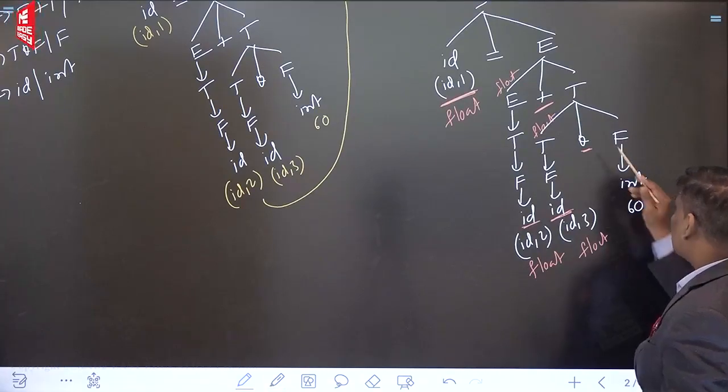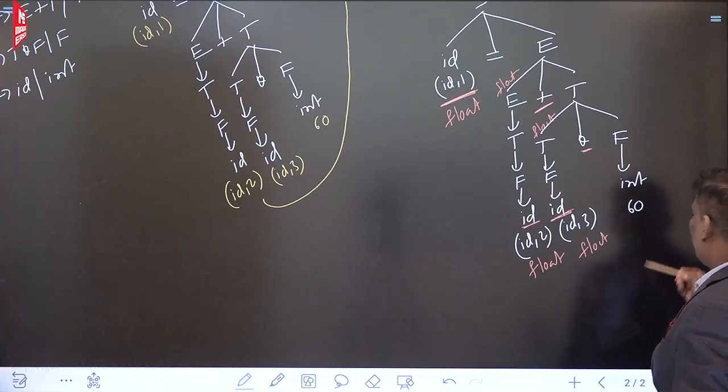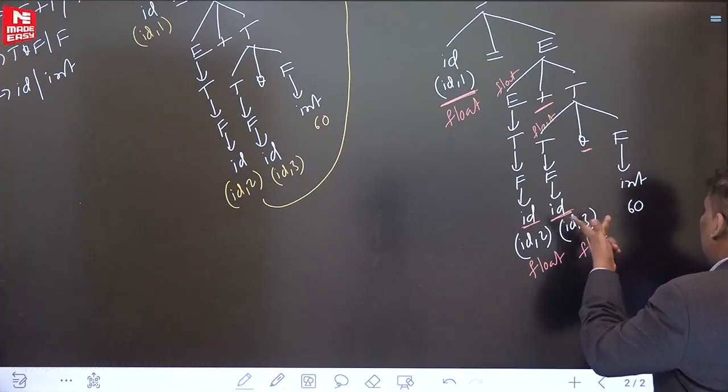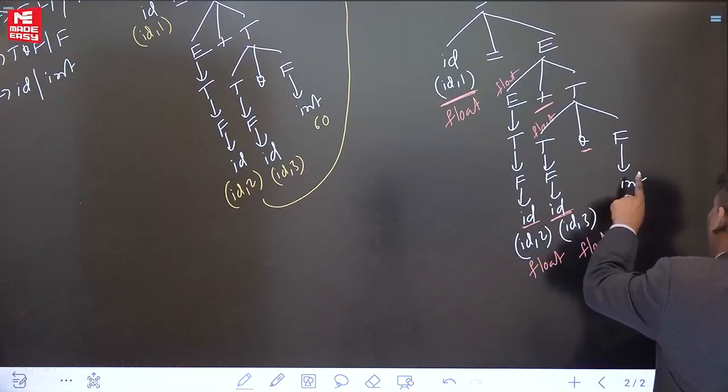60 is an integer, but he is expecting left float, and right should also be float. But float is not there. So he is expecting float, but unfortunately integer is there. According to the rules and regulations, both should be the same type. Then what is the answer? Because it is not the same type, you have to do typecast.